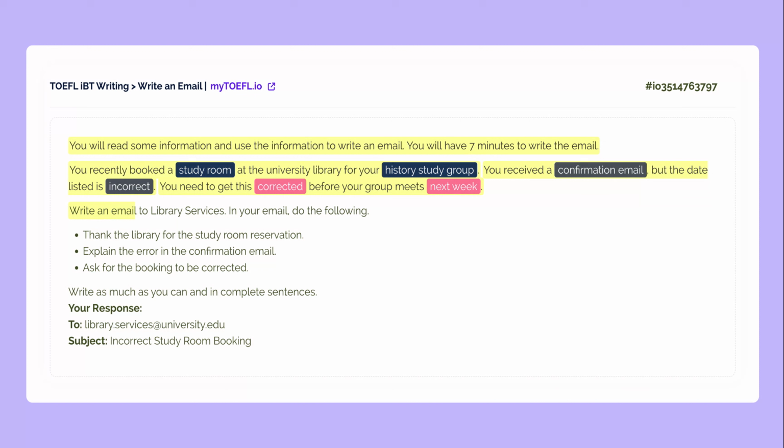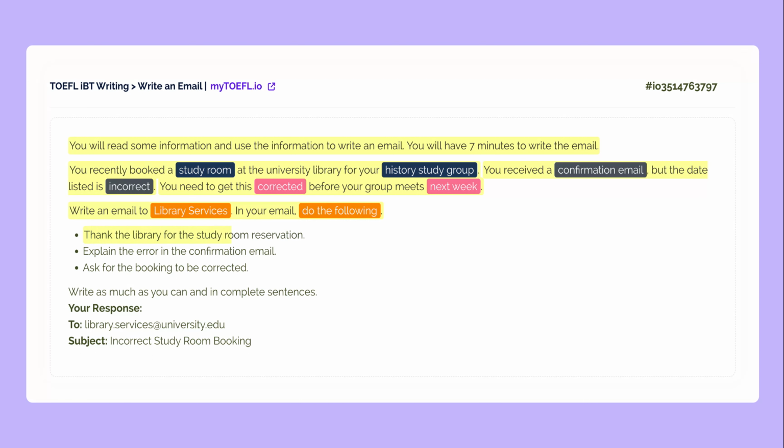Write an email to library services. In your email, do the following. This is your direct instruction. You are writing to library services. Since you are contacting a university department, your tone must be professional and polite. The phrase, do the following, signals that there are specific points you must cover to get a high score. Missing even one point can lower your grade, so pay close attention.